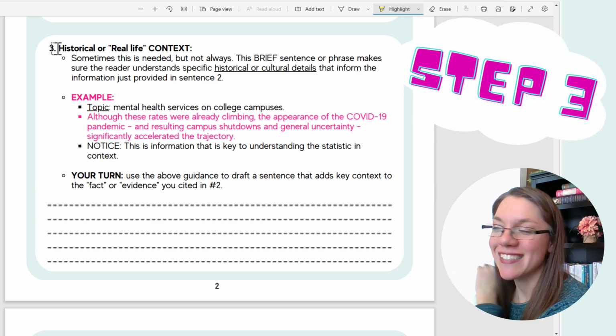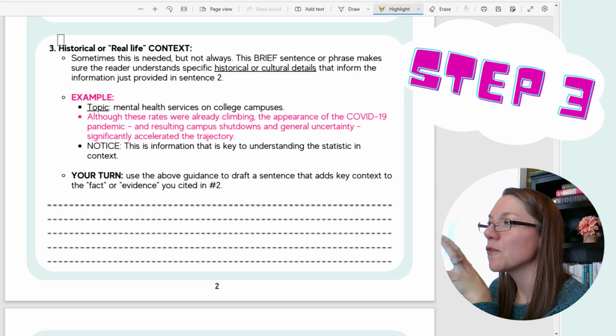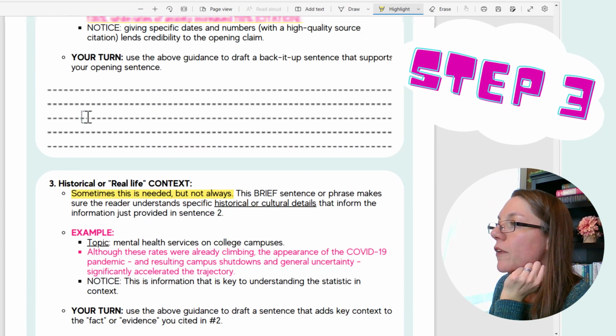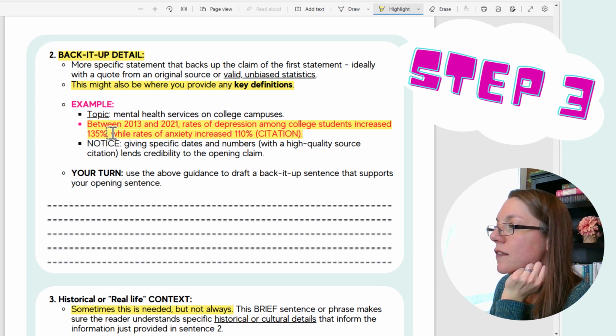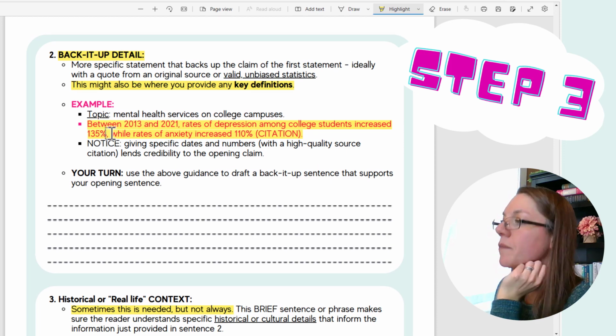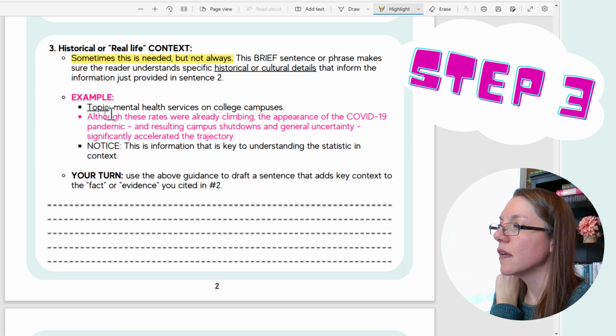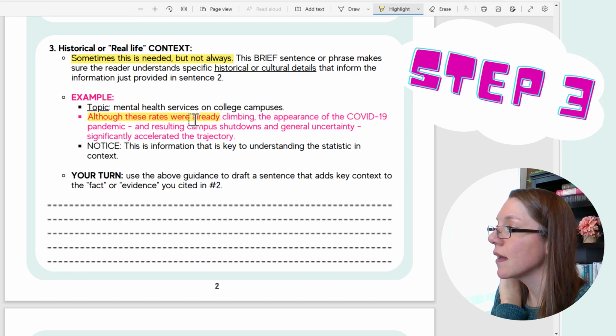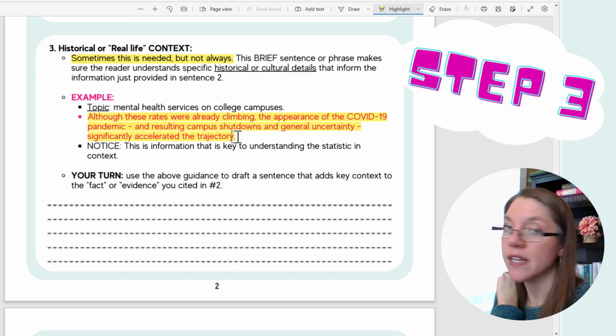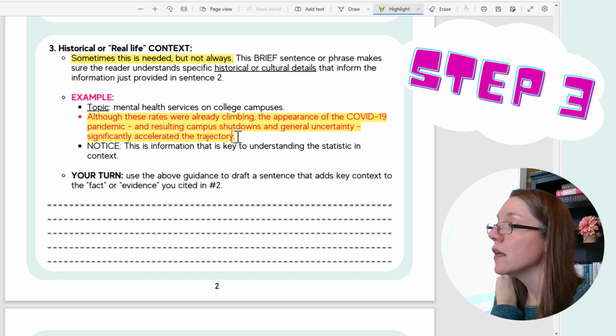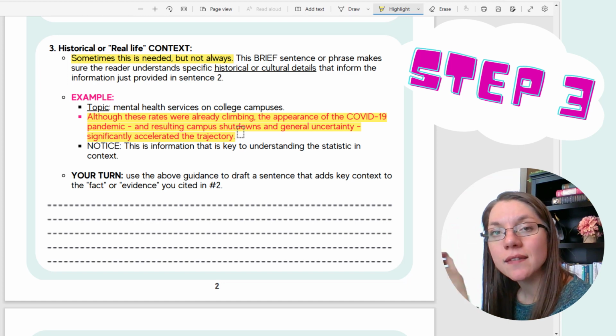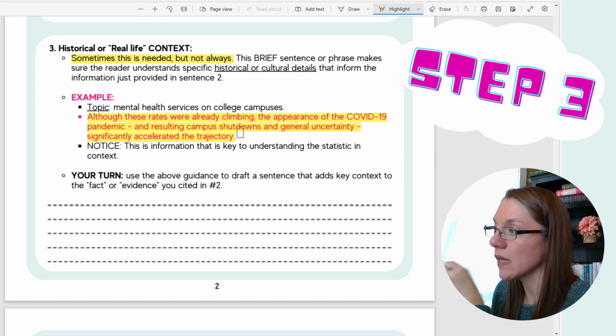The third sentence is real life context. If we're following this, between 2013 and 2021, these rates increased. Although these rates were already climbing, the appearance of the COVID-19 pandemic and resulting campus shutdowns and general uncertainty significantly accelerated the trajectory. So again, adding context to those rising rates.